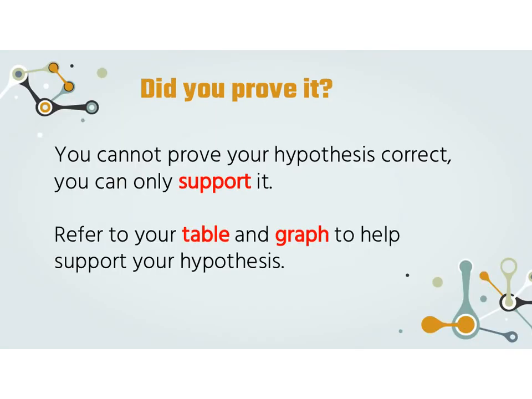Just let me give you a hint. You can't prove your hypothesis whether it's correct or not. What we can do is that we can support our hypothesis. So we have to refer to the table that is including our data or to the graph that is presenting our data to help us support our hypothesis. So briefly, while you're evaluating your hypothesis, you will check whether the results support your hypothesis or not, and you will evaluate the anomalies, or you will check if they exist or not.